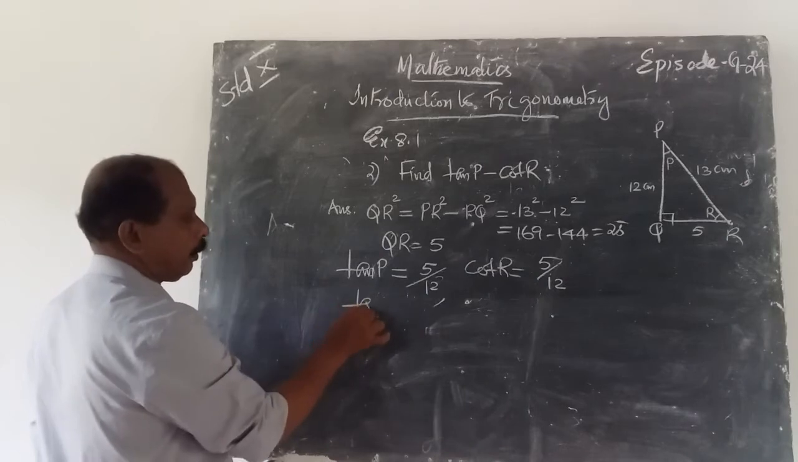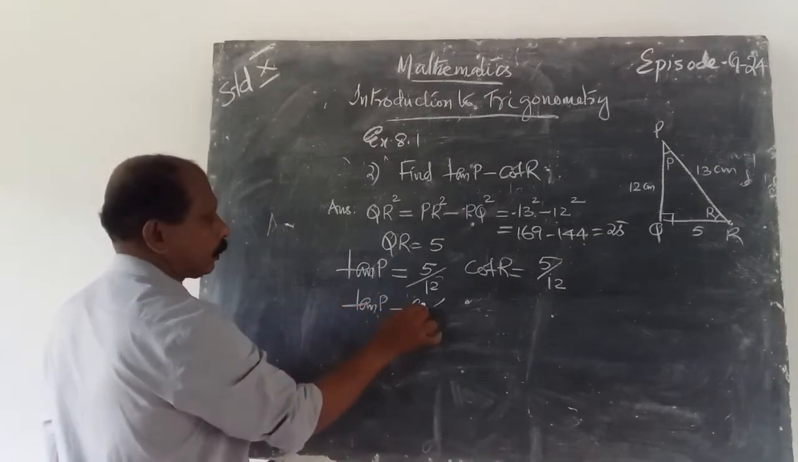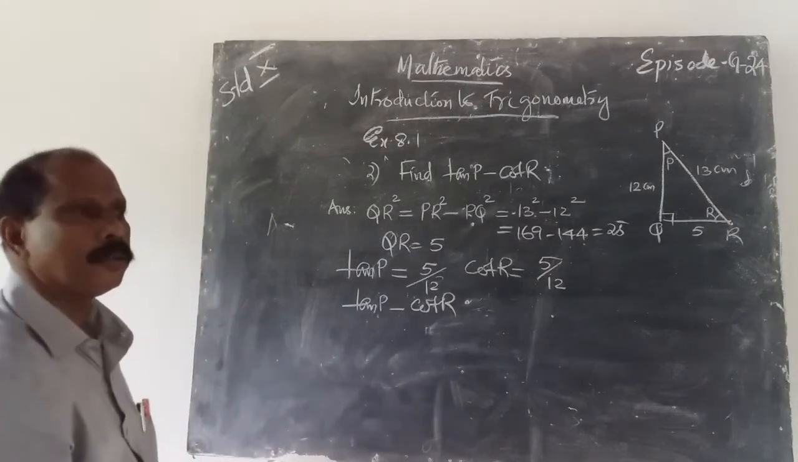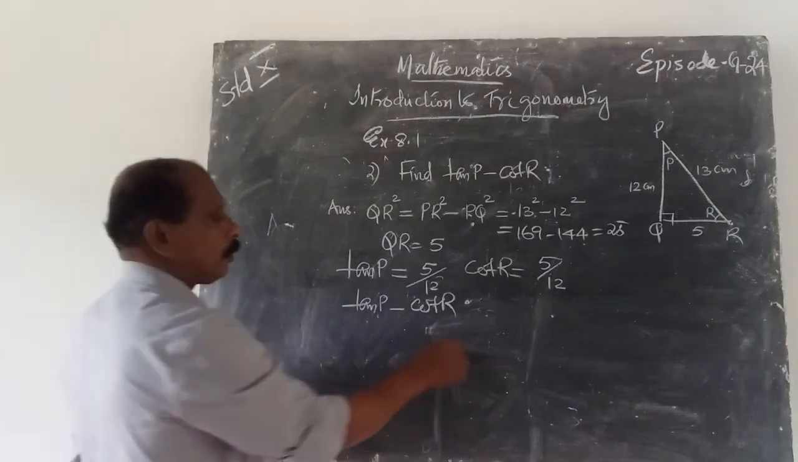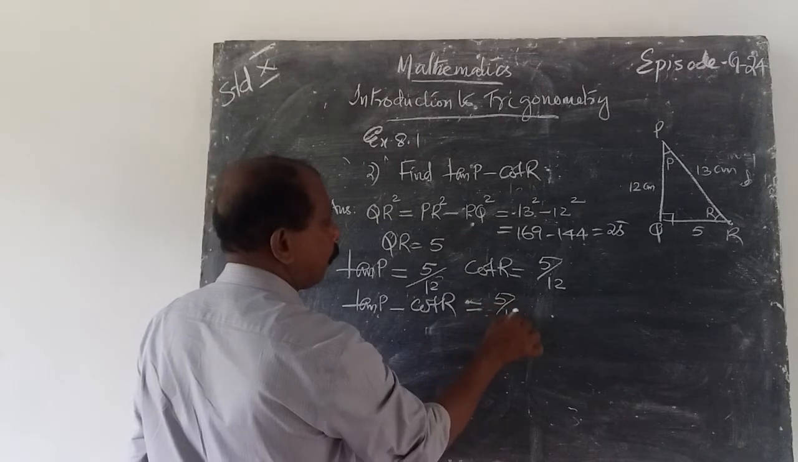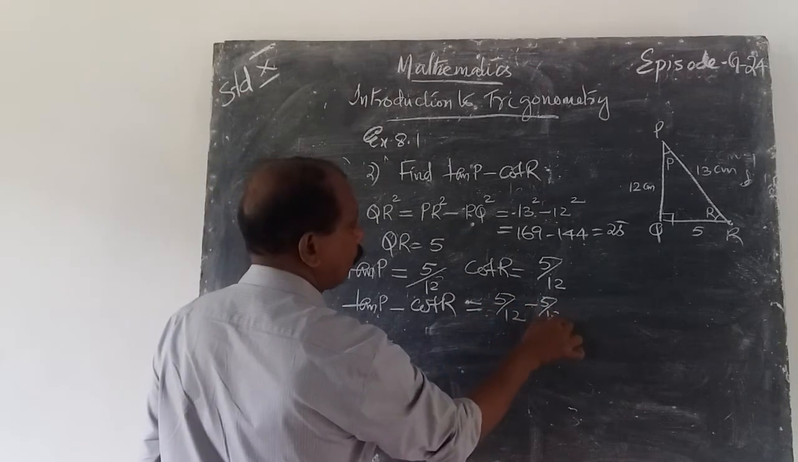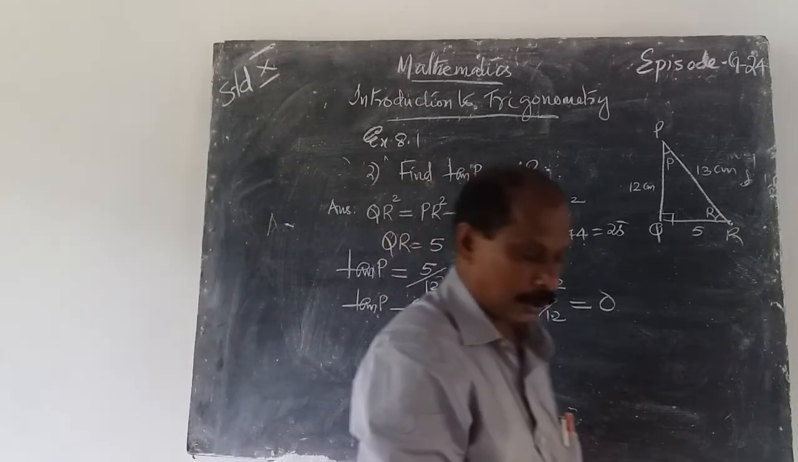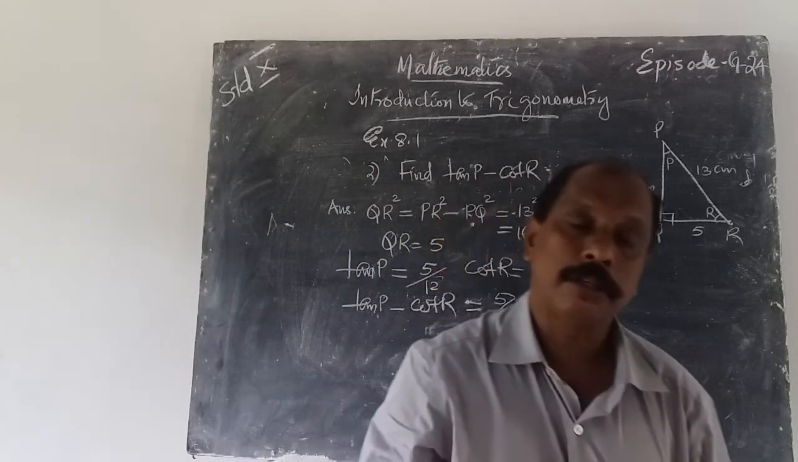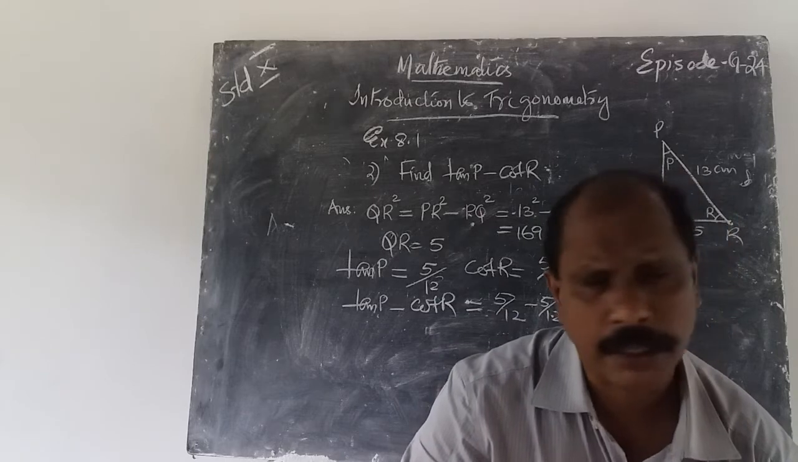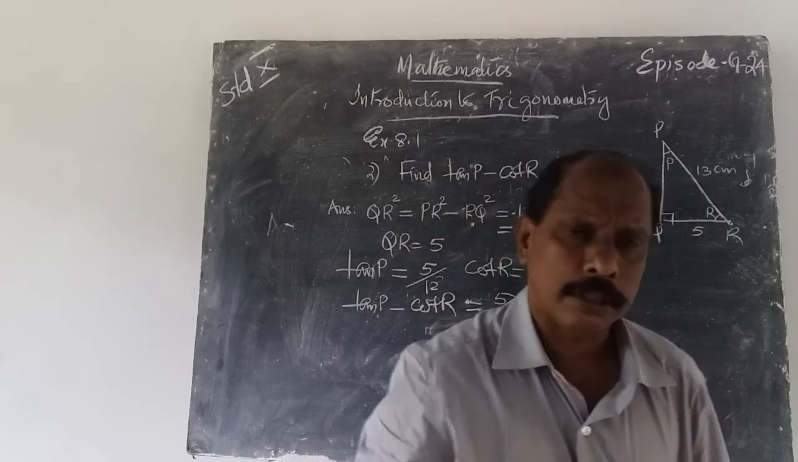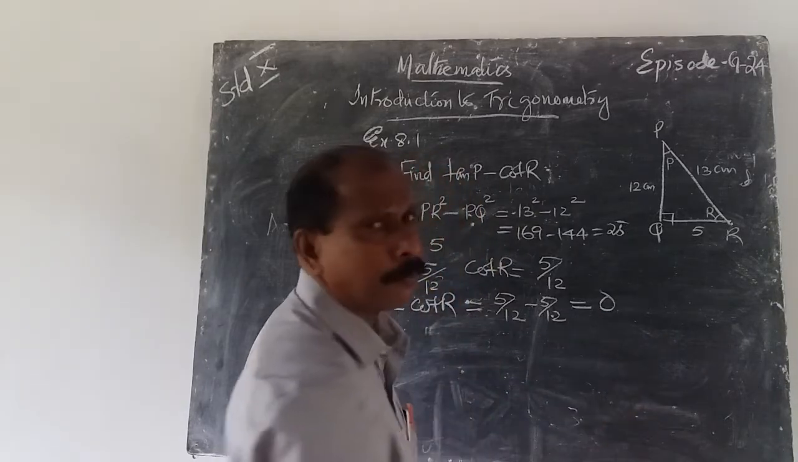Then tan P minus cot R. That is, tan P is equal to cot R, which is 5 by 12 minus 5 by 12. Any number minus that number is 0. That is the second question. Therefore, we know that tan theta is equal to cot (90 minus theta). Therefore, they are equal, and the subtraction is 0.